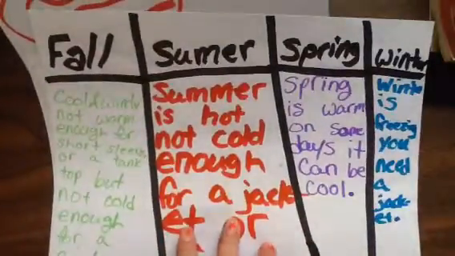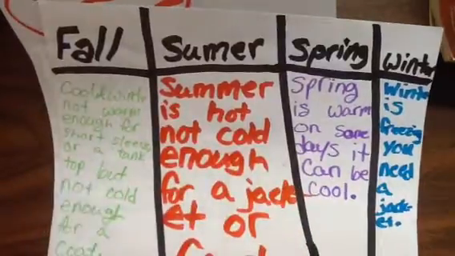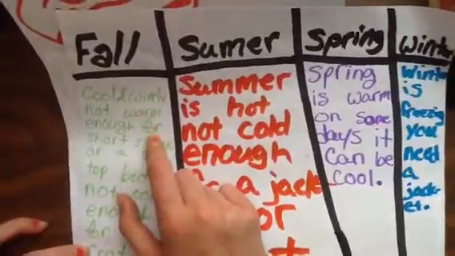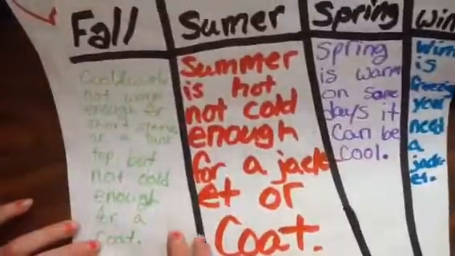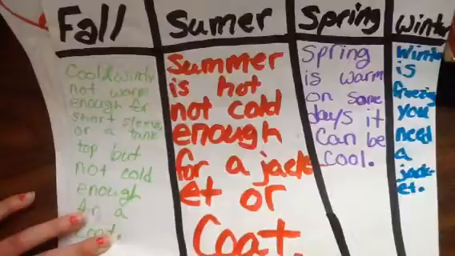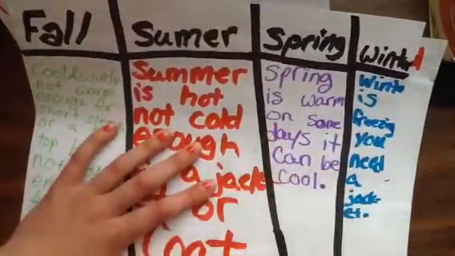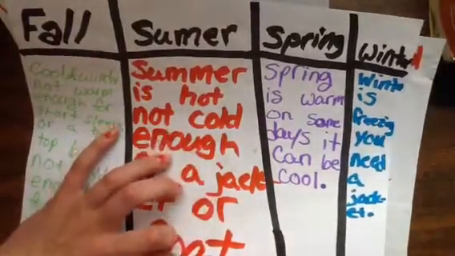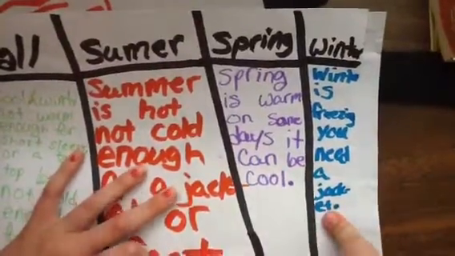This is climate. Say these 4 seasons. Climate is a period of weather over a long time. Fall. Fall is cool and windy. Not warm enough for short sleeves or a tank top, but not cold enough for a coat. Summer. Summer is hot. Not cold enough for a jacket or a coat. Spring is warm. On some days, it can be cool. So in spring, you'll get a little bit of everything. And in winter. Winter is freezing. You need a jacket or you'll get sick.